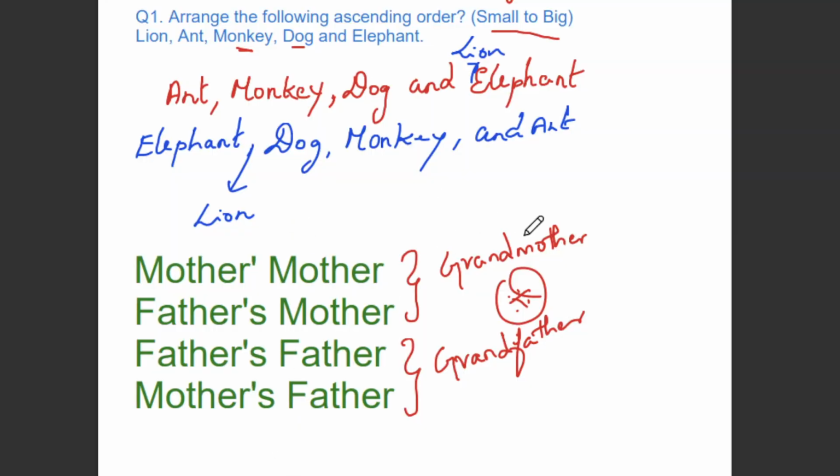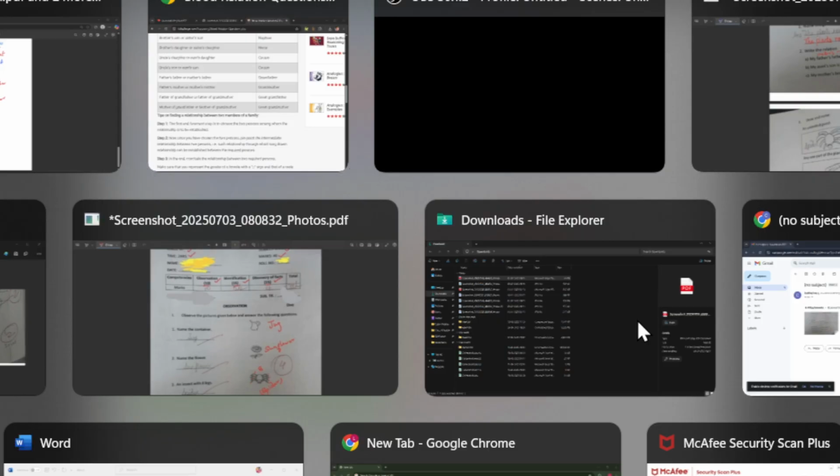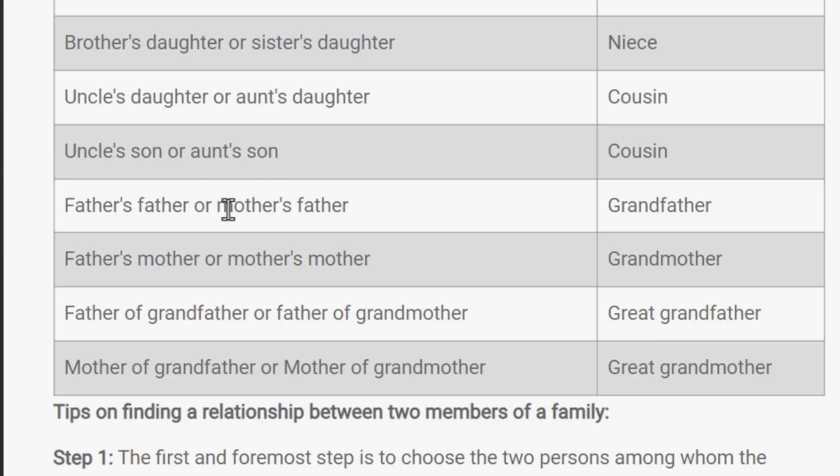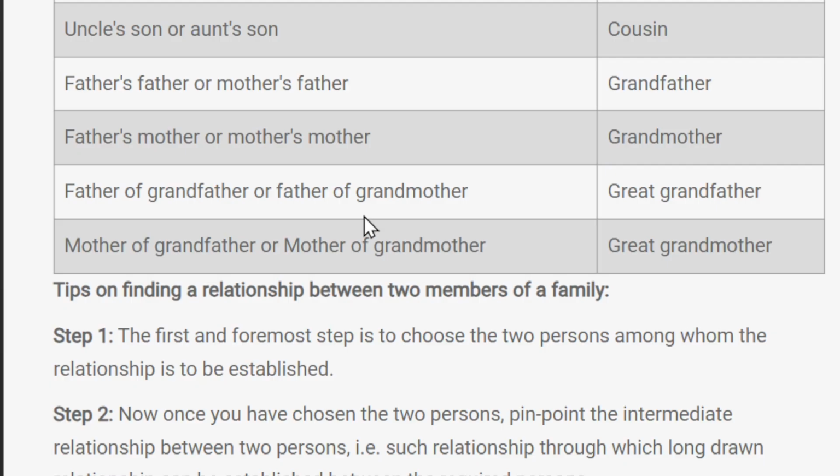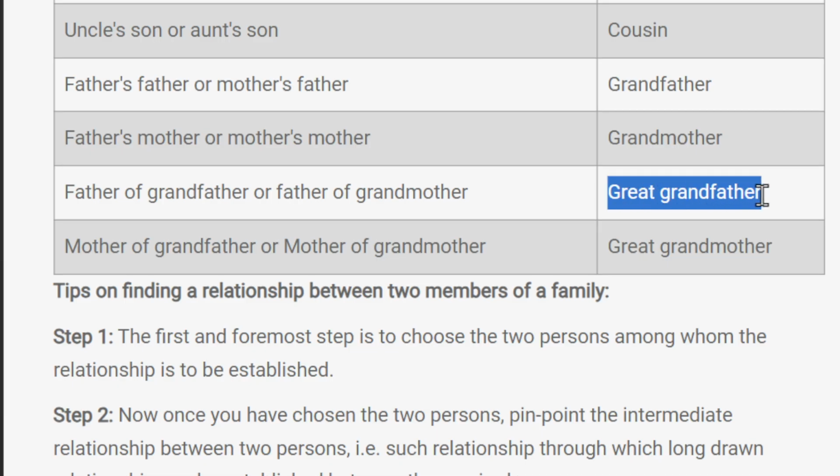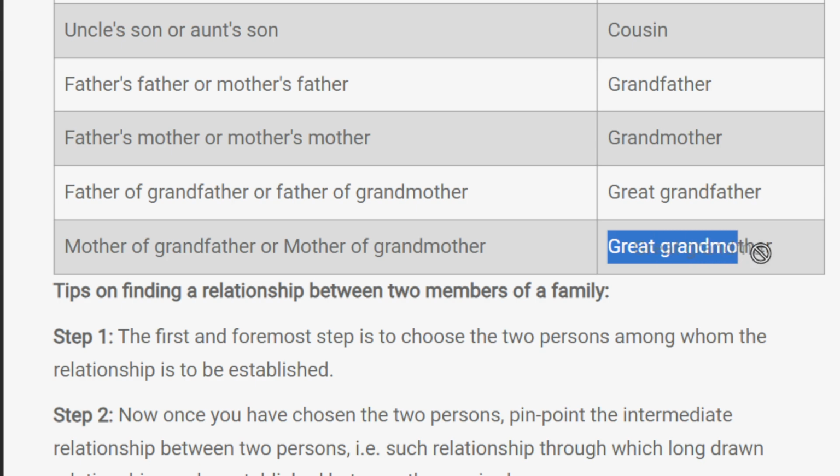Grandmother and grandfather. Father's father or mother's father is your grandfather. Father's mother or mother's mother is your grandmother. The next one is also an important question, students. Father of grandfather or father of grandmother is your great grandfather. And mother of grandfather and mother of grandmother is your great grandmother. So very important, students.